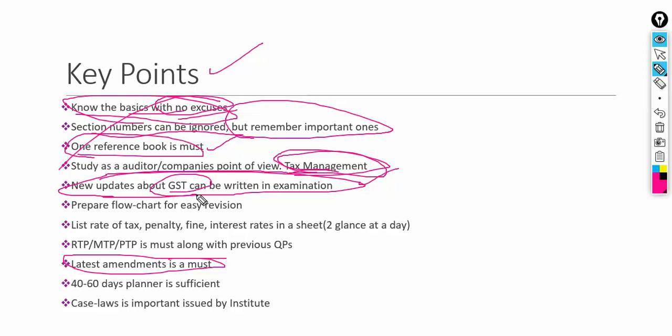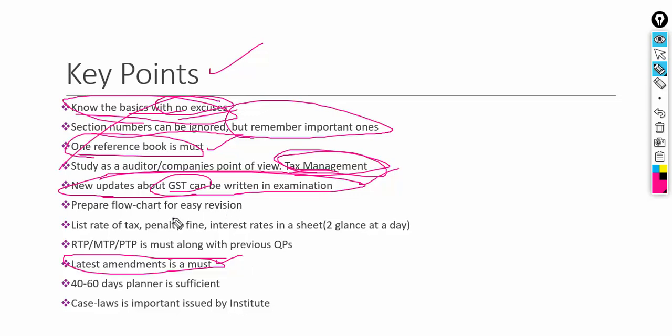If you write a few points just in heading, like say penalty has been eliminated for 2 years from now for people having turnover of less than 20 lakhs, something like that, I'm just giving an example. Such kinds of examples or new notifications can be written even if you don't find them in the latest amendment issued by the institute.